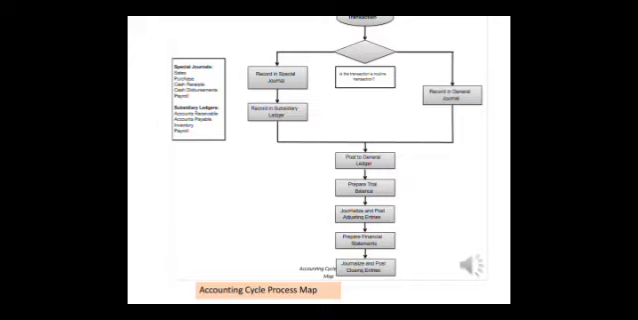the trial balance, then journalize and post adjusting entries, prepare financial statements, and journalize and post closing entries.